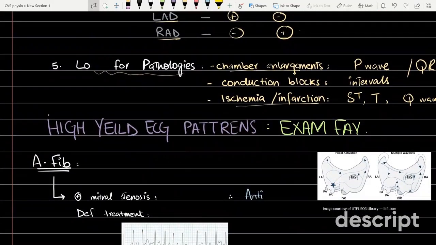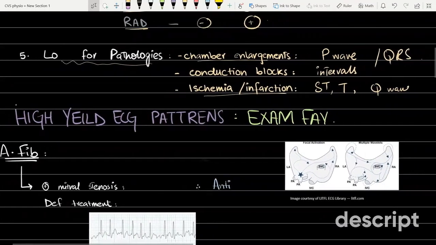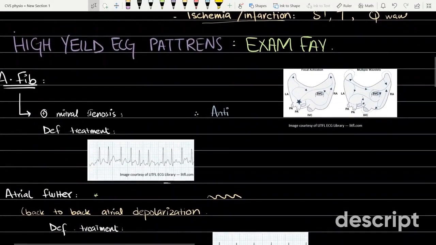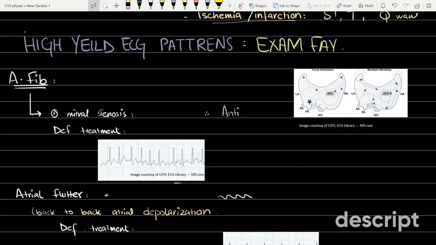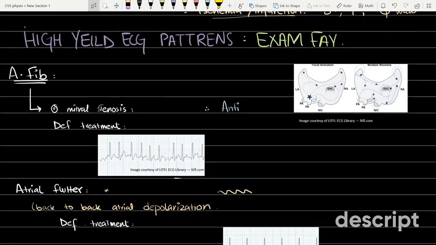Now that you have mastered that, let's put it into action with the ECGs you'll actually see on exams. We're going to discuss the high yield ECGs, starting with atrial fibrillation. Now, what is atrial fibrillation? Atrial fibrillation is basically caused due to focal activation. Instead of the SA node generating a pulse, a lot of areas in the atrium are generating a pulse, and there are multiple wavelets as shown in this diagram.